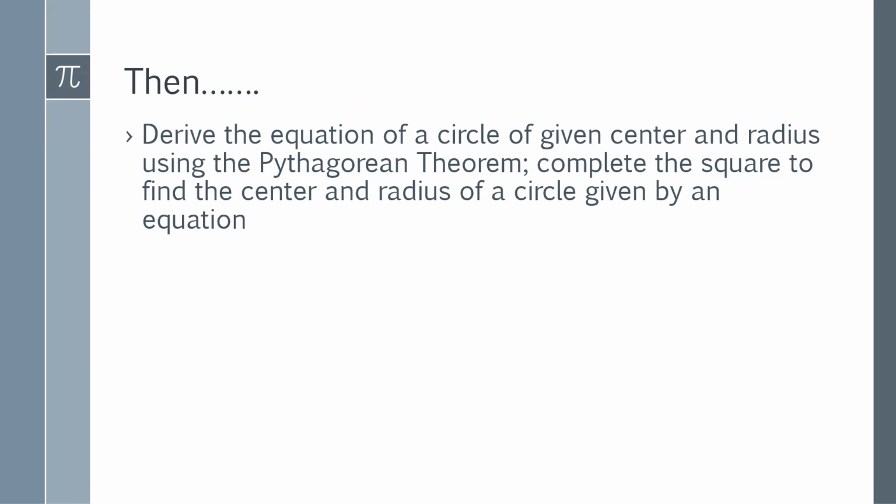All right. Then we got to derive an equation from a circle given the center and the radius using the Pythagorean theorem. Then we got to complete the square to find the center and the radius of a given circle by equation. So this is stuff that you did last year. So let's get through it.